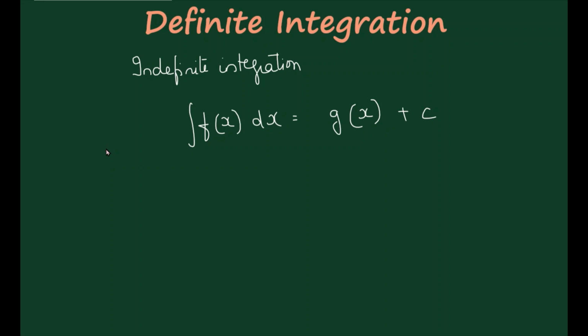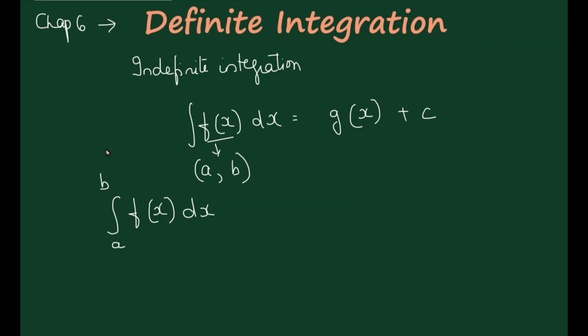Now we are going to start chapter 6, that is definite integration. Now what is definite integration? Suppose we integrate f(x) under a particular domain, say from a to b. We assign this domain to f(x). That means we write it this way: the integral from a to b of f(x) dx.